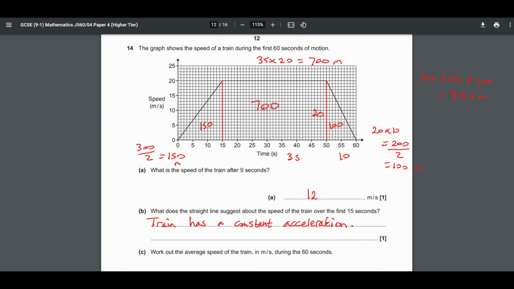So they're asking you to find the average speed during the 60 seconds. So you should know that speed equals distance divided by time. So speed equals the distance, which is 950, divided by the time, 60 seconds, which should give you 15.83 meters per second.